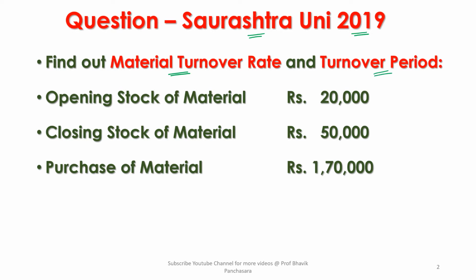Here opening stock, closing stock and purchase of material is available. Opening stock 20,000, closing stock 50,000 and purchase is 1,70,000. Let us solve this question.